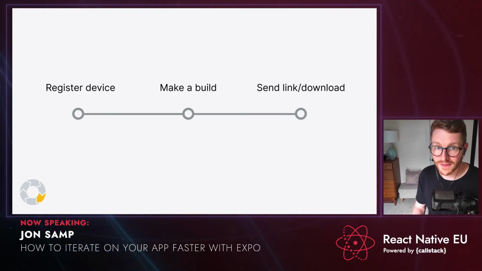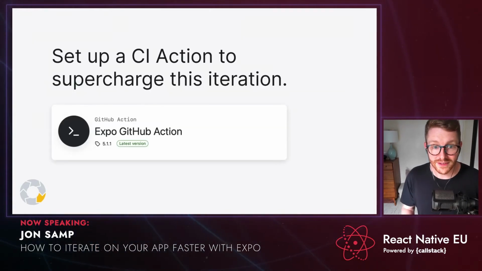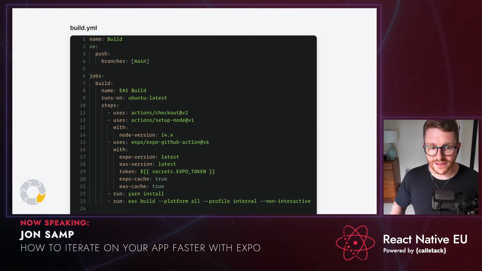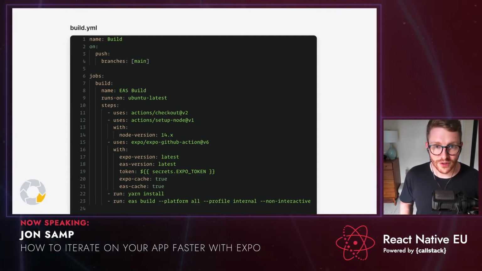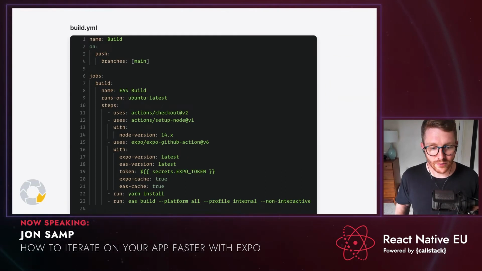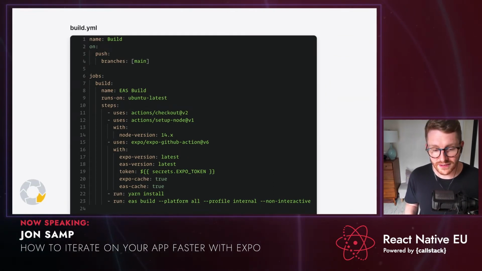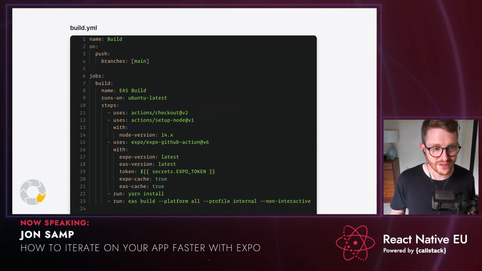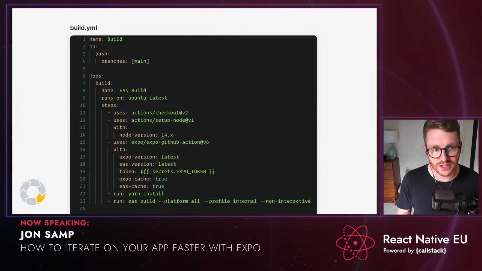Now, we can automate this process even further by setting up a CI action. Expo has something called the Expo GitHub action, and we could make a CI action that looks sort of like this, where we set up EAS to build every time we merge our code into the main branch. Our Expo action will install our CLIs, and we can then install our dependencies, and then we can say, let's build for all of our platforms, and then also build the internal builds. So every single time someone merges to main, we can go and test our changes.